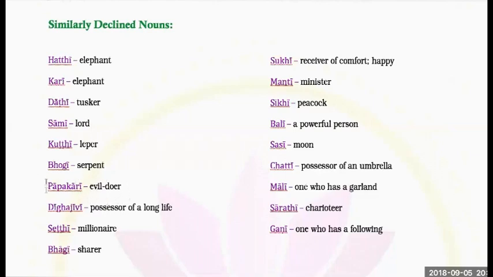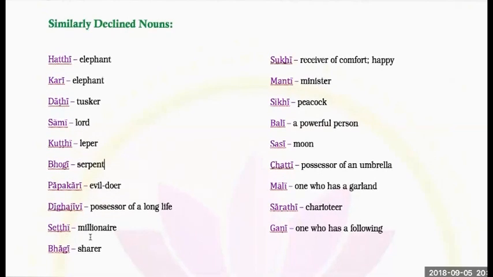If we use another word like punya, punya is good or merit, so punyakari means good doer or merit doer. Digha jivi, possessor of a long life. Like Digha Nikaya, digha means long, jivi means living being. So digha jivi means a being who lives long. Setti means millionaire, like Anathapindika was a setti, right? They are from the Vaishya caste, or business class. So setti is a millionaire, a business class person.